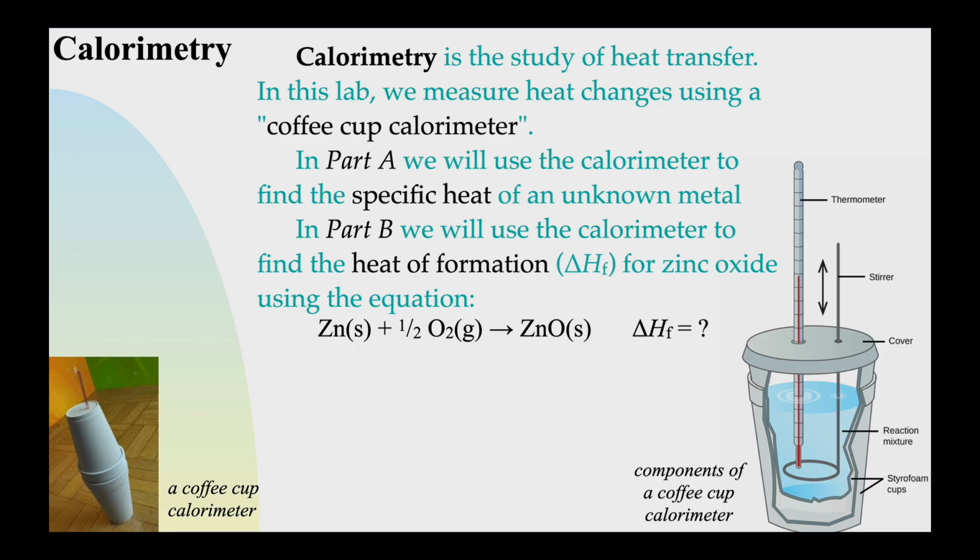Delta H is the symbol for enthalpy, and enthalpy is a Q, a heat, but it's transferred at constant pressure. This is something we'll talk about more in lecture. But you can see how here, in part A, the goal is to find specific heat. In part B, we're trying to find that delta H f value for zinc oxide.